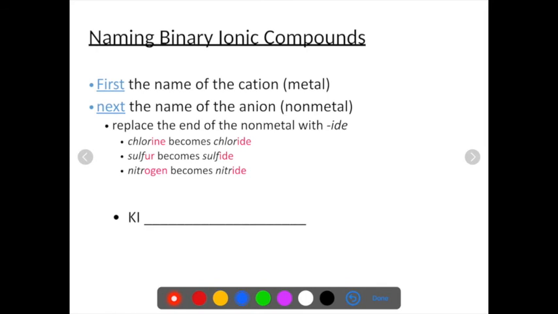Let's try that again. K is potassium. There are no Greek prefixes here. Greek prefixes are only for covalent compounds. So there's no monopotassium, or the next one is iodine, no monoiodine. No Greek prefixes for ionic compounds. So we have potassium, and I is the symbol for iodine, but we've got to change it to -ide, so it's going to be potassium iodide.